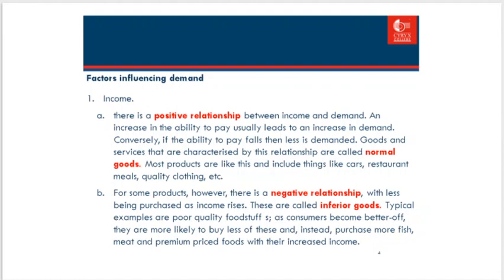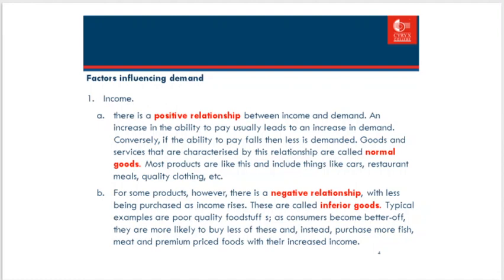Goods and services that are characterized by this relationship are called normal goods. Most products are like this and include things like cars, restaurant meals, quality clothing, etc. B. For some products, however, there is a negative relationship, with less being purchased as income rises. These are called inferior goods.